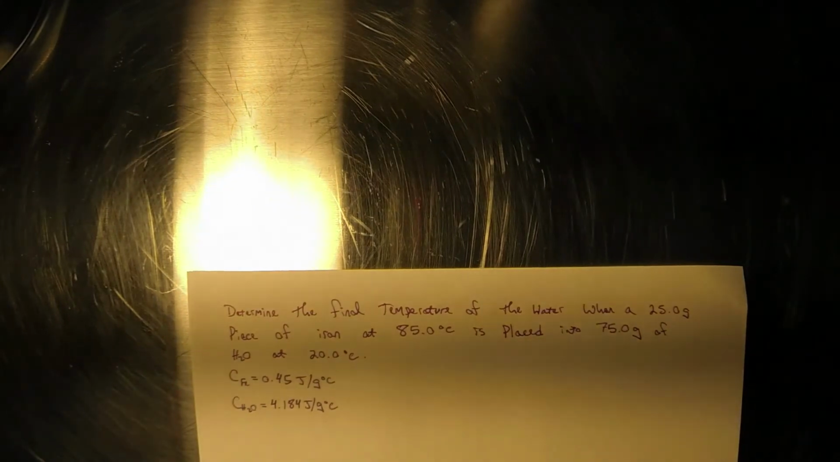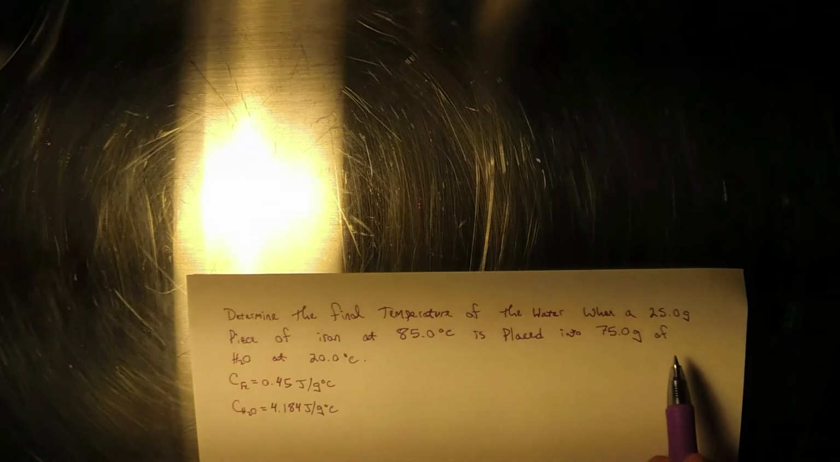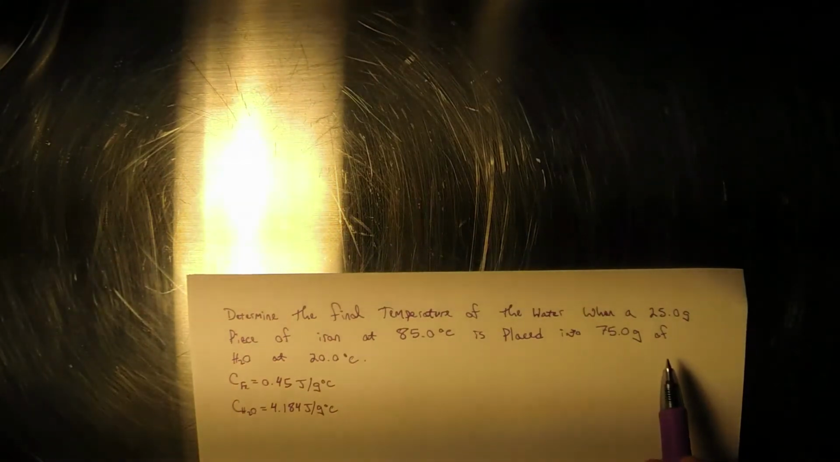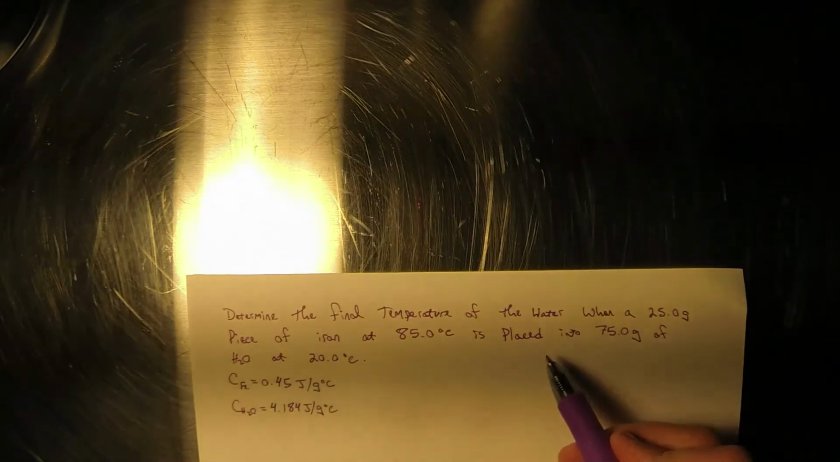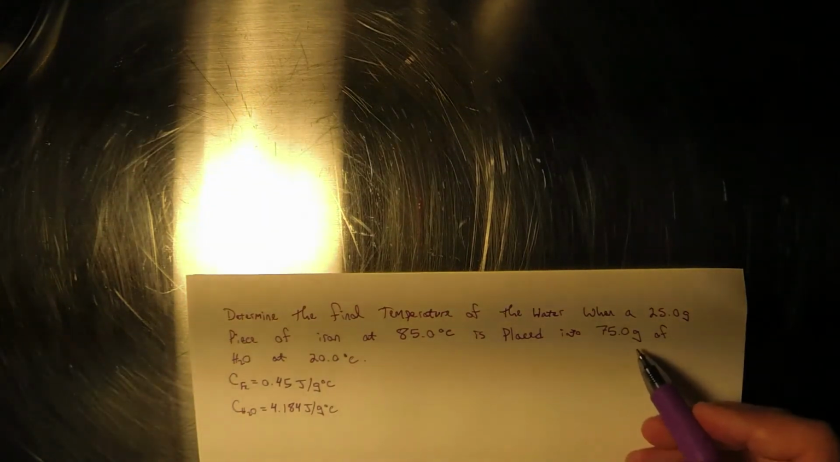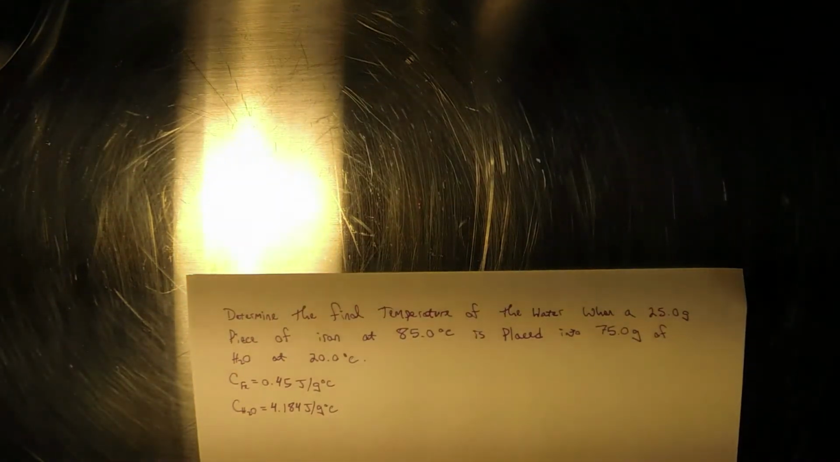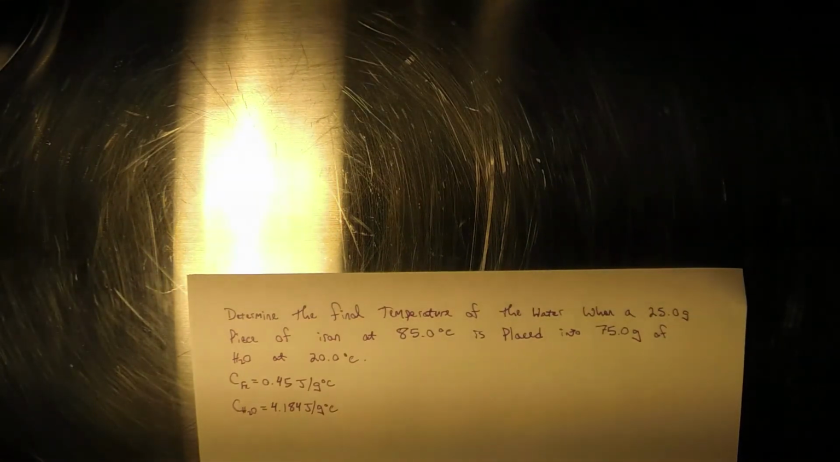So determine the final temperature of the water when a 25.0 gram piece of iron at 85.0 degrees Celsius is placed into 75.0 grams of water at 20 degrees Celsius.